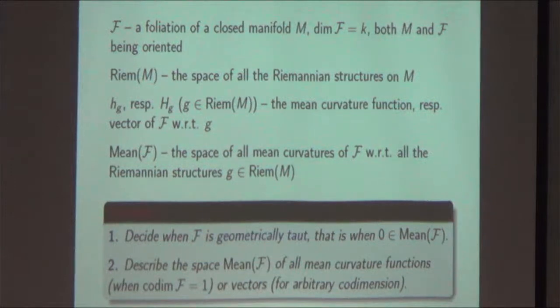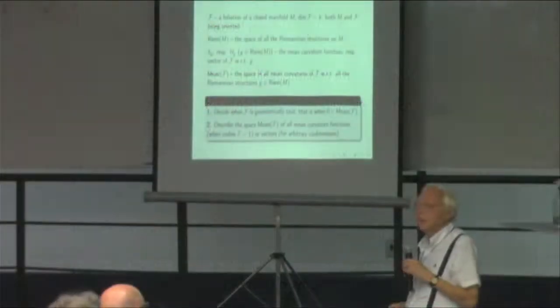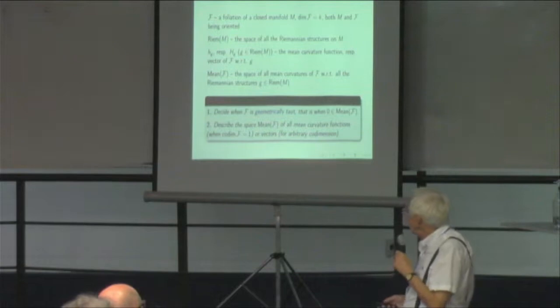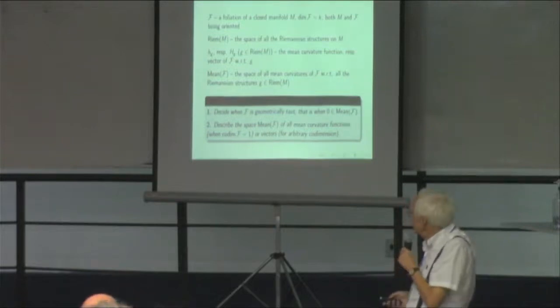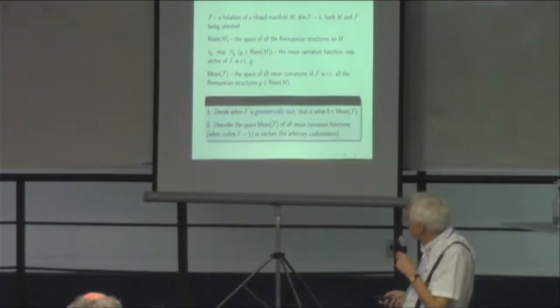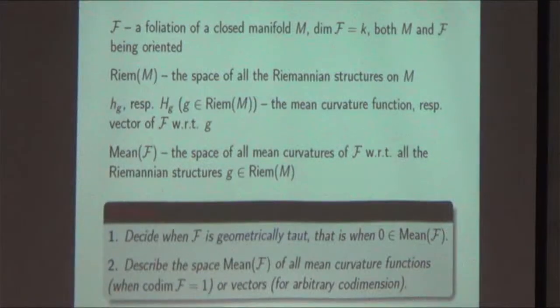And the problems to be considered are: decide when F is geometrically taut. This means when the constant function 0 belongs to our family Mean of F. In other words, when can we find a Riemannian structure such that all the leaves become minimal? And the second problem is to describe, as much as we can, the space Mean of F of all mean curvature functions when codimension is 1, or mean curvature vectors for arbitrary codimension.